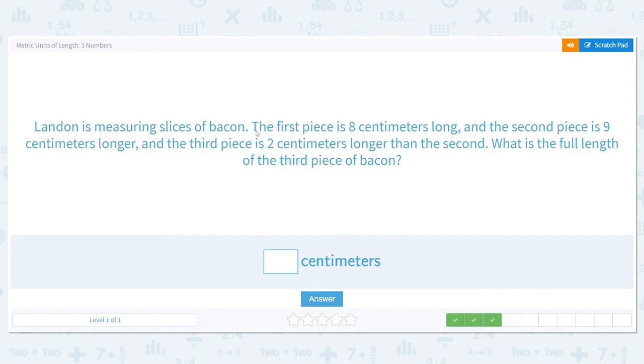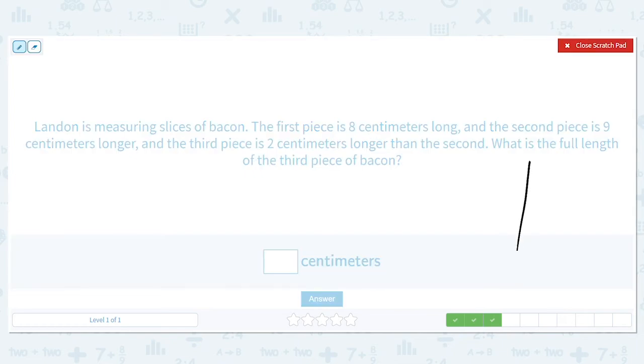Landon is measuring slices of bacon. Oh boy, I'm getting hungry. The first piece is 8 centimeters long. The second piece is 9 centimeters longer, and the third piece is 2 centimeters longer than the second. What's the full length of the third piece?